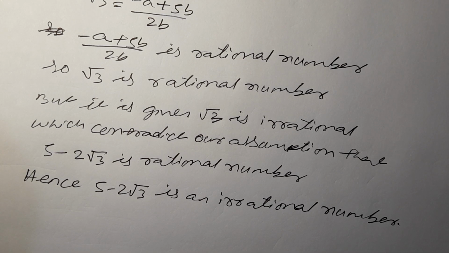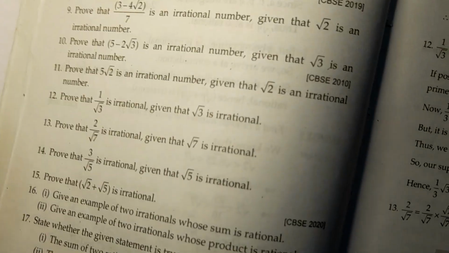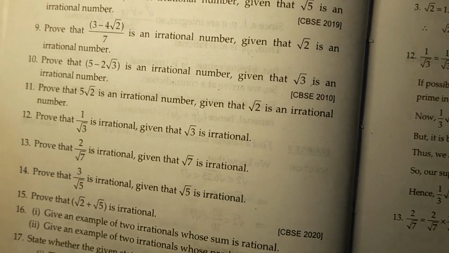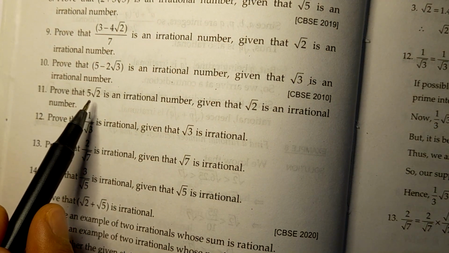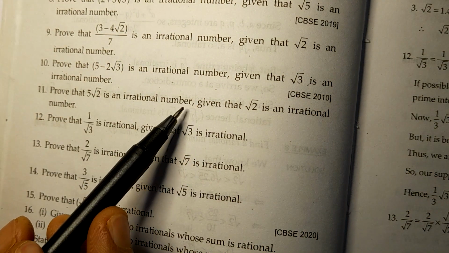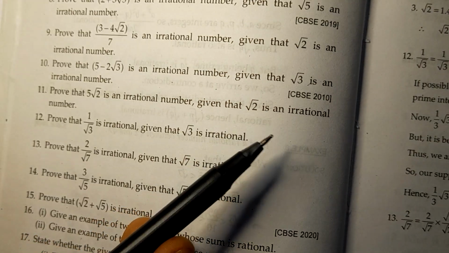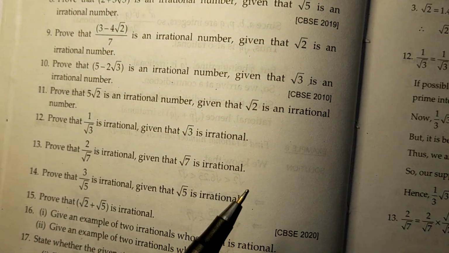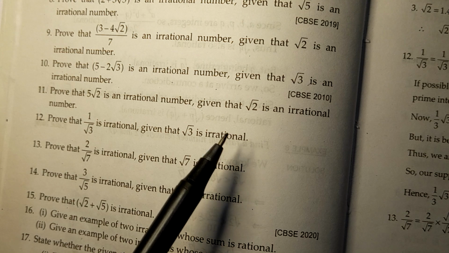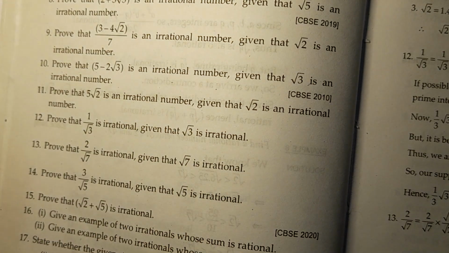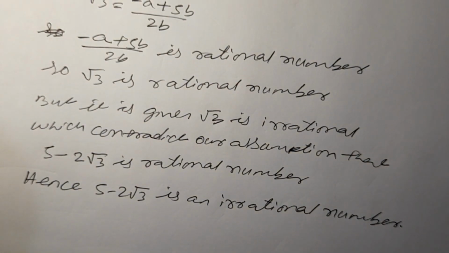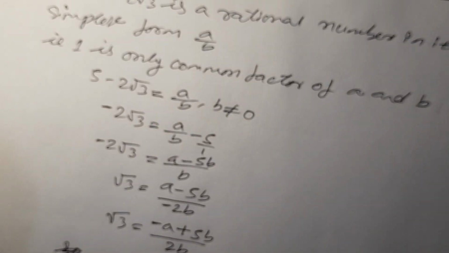Now question number 11. Prove that 5 root 2 is an irrational number, given that root 2 is an irrational number. Already it is given that root 2 is an irrational number, you have to prove that 5 root 2 is an irrational number. Question number 11.